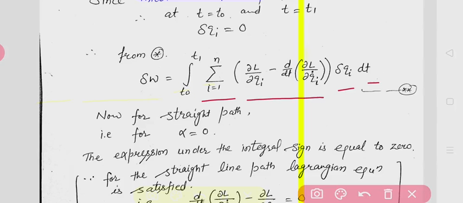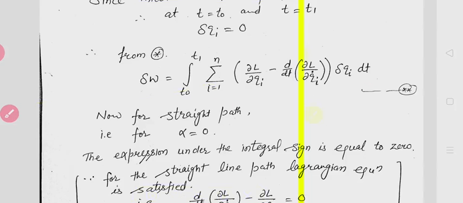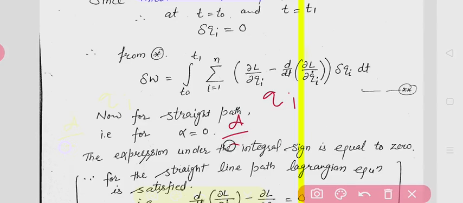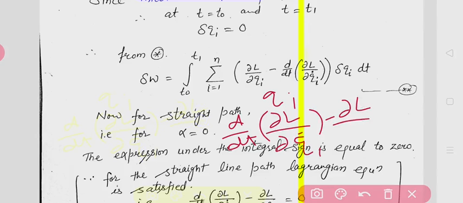Okay. Now, we are interested in finding the delta of W for the state path. For the state path, you know that q_i satisfies the Lagrangian equation. And what was the Lagrangian equation? That was d/dt of ∂L/∂q̇_i minus ∂L/∂q_i, which will be equal to 0.